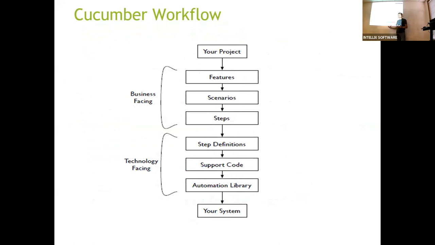Now, when you are actually writing the automation, that's technology-facing. So there are additional things that you have to build in the code, programming code, whether it's Java or Ruby or whatever you do. So the step definitions, support code, automation libraries, and the execution, that's part of the automation. This last part is the system, basically. So our flow is there.